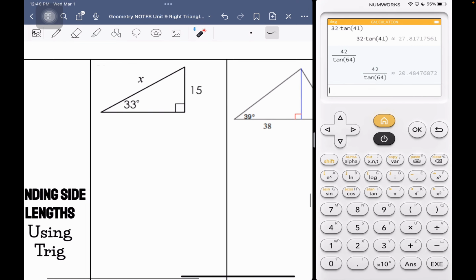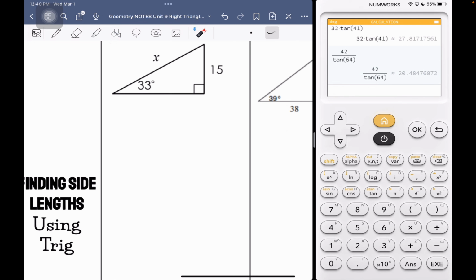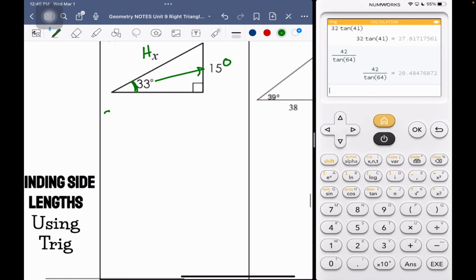Okay, flip the page. Okay, 33 is now our reference angle. So across from 33 is our opposite. Across from your right angle is your hypotenuse. So sine works with opposite and hypotenuse. So the sine of 33 is equal to 15 over x.